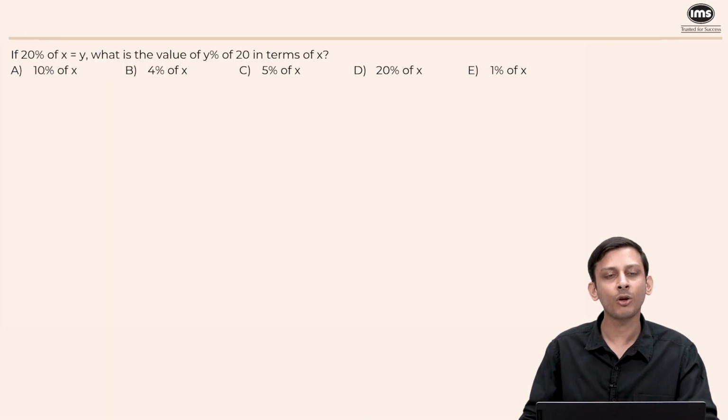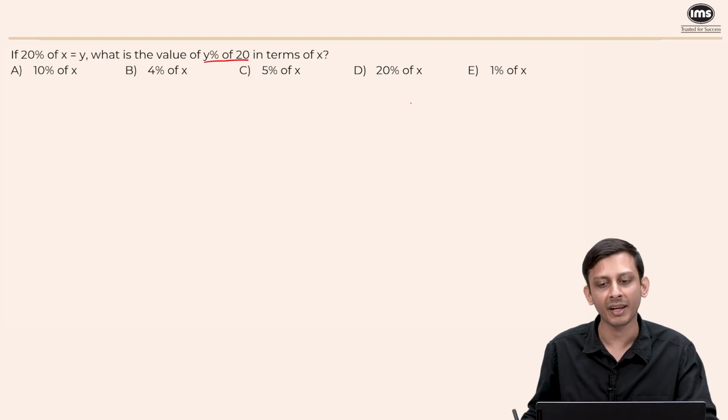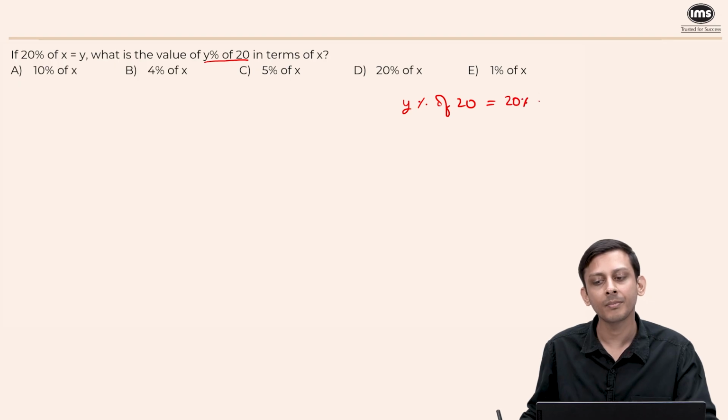If 20% of x is equal to y, what is the value of y percent of 20 in terms of x? A simple question which we can make even simpler if we understand a basic fact about percentages. If you look at y percent of 20, which is what we have to find in terms of x, y percent of 20 is nothing but 20% of y. Y percent of 20 is the same as 20% of y.